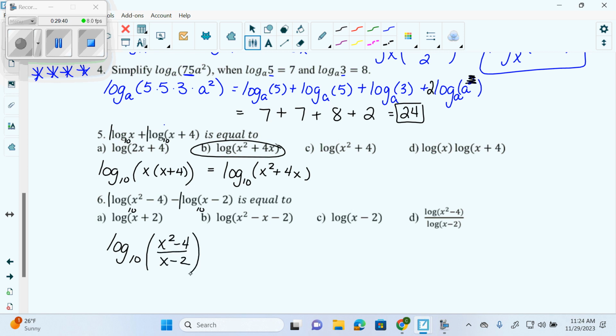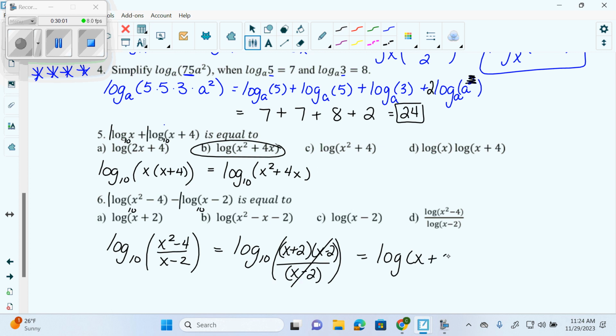Am I done then? Yeah, what's x squared minus 4? The difference of squares. So I'm going to get x plus 2 and x minus 2 over x minus 2. I get log of x plus 2. And I box it because I'm proud of it. Same thing with this one.